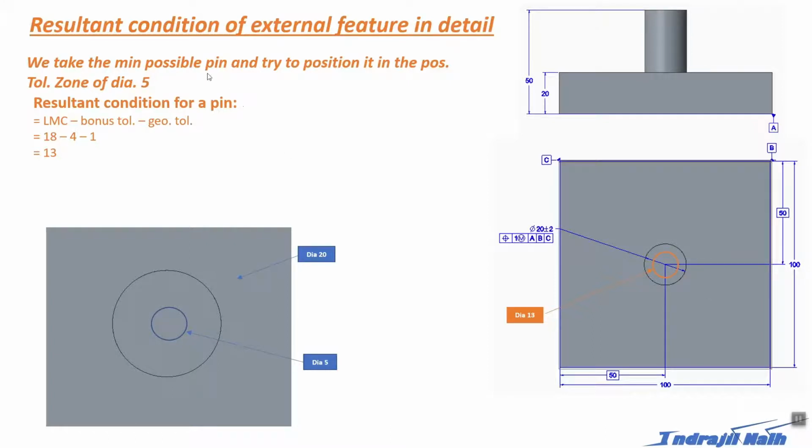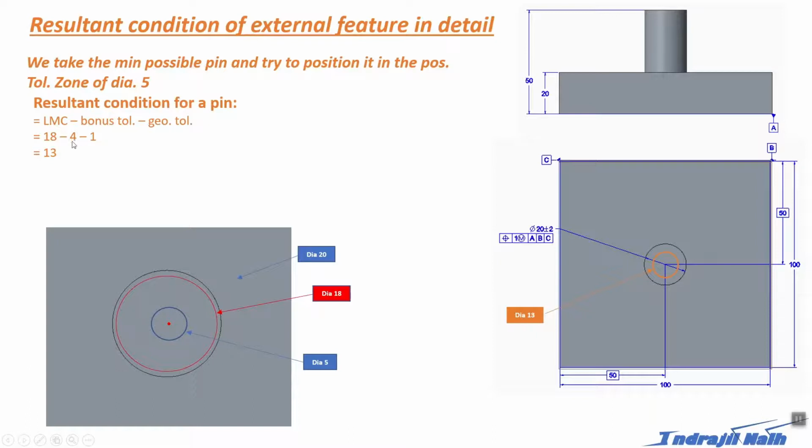So let's check in detail the resultant condition of external feature. We take the minimum possible pin and try to position it in the position tolerance zone of 5. So we have the diameter 18 of the pin, which is the minimum: 20 minus 2, that is 18. This 20 signifies nothing but the actual nominal dimension of this pin. It is out of position a little bit, but hope you can understand.